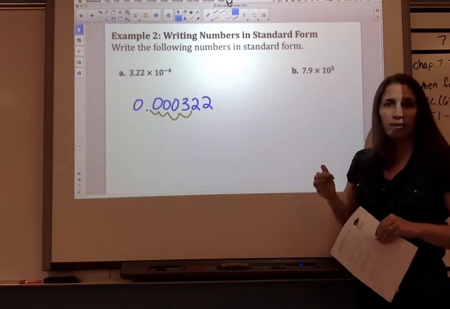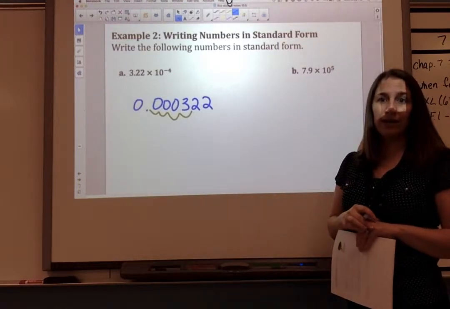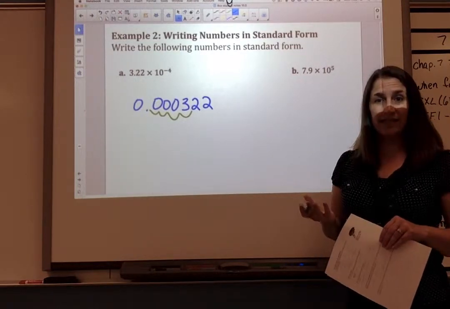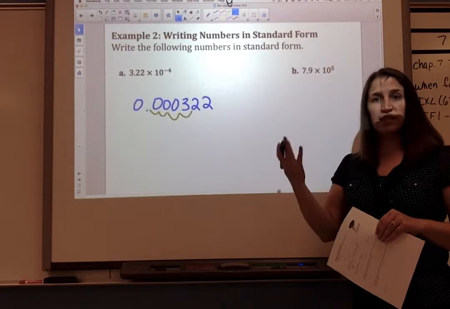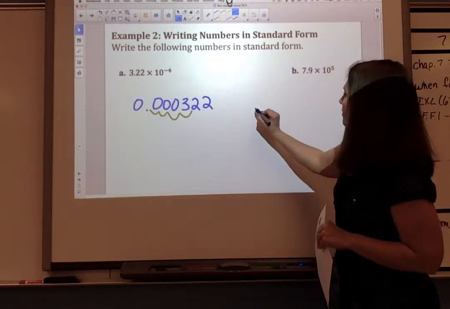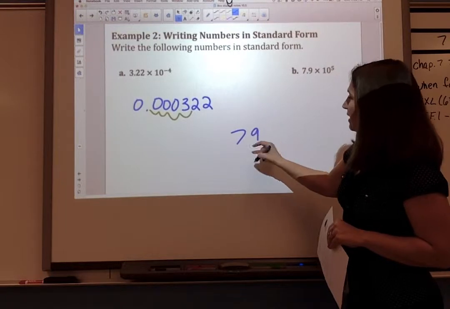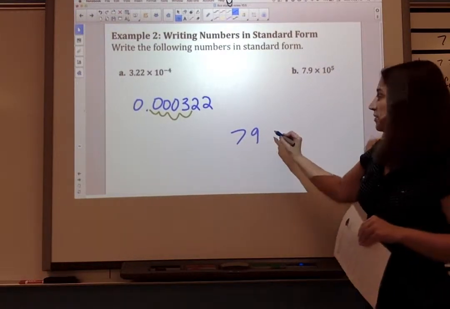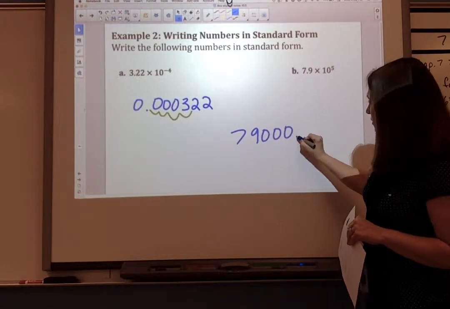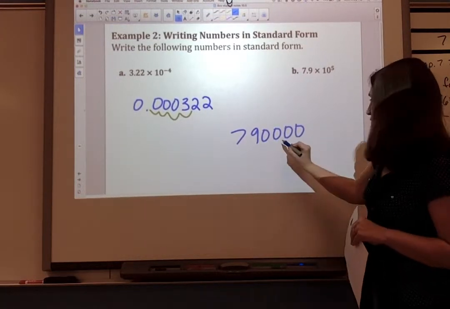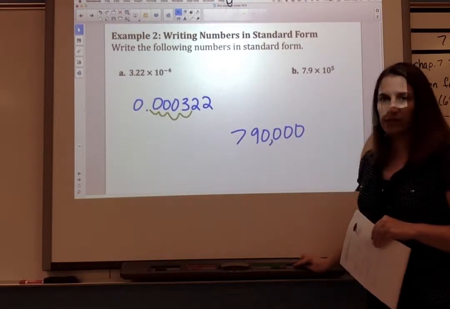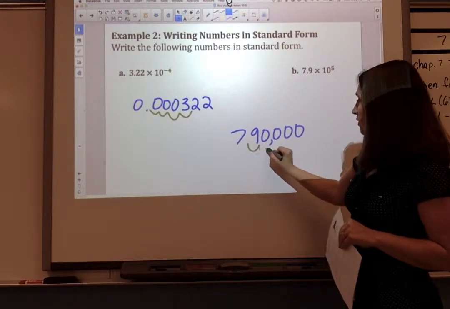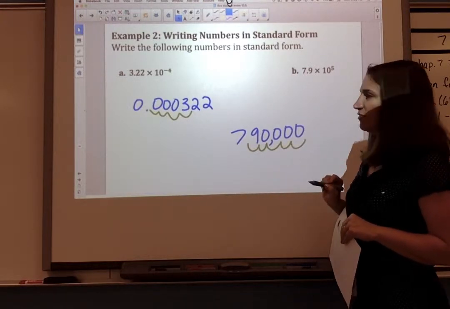Here I have another number written in scientific notation, 7.9 times 10 to the 5th. So that 5 tells me I'm moving the decimal point 5 places, and because it's positive, I'm moving it to the right. So here I have 7, 9. I've moved the decimal point 1 place already, and now I need to add 4 zeros to move it over 4 more places. So I have 790,000. And I can check that I started with the decimal point here and I moved it over 1, 2, 3, 4, 5 places to the right.